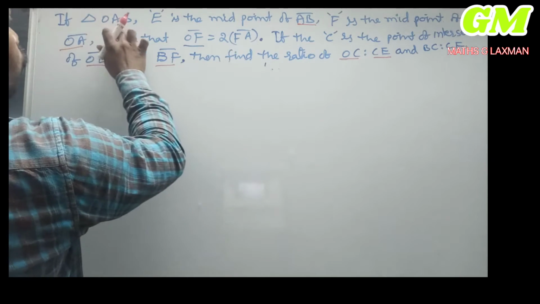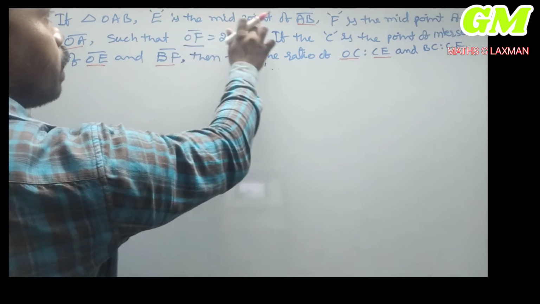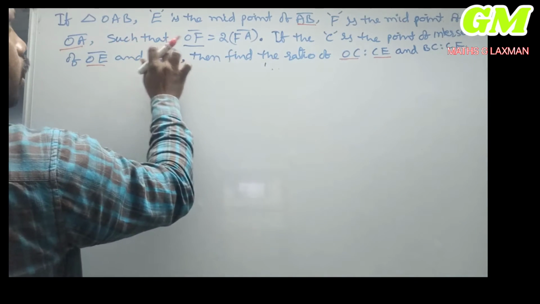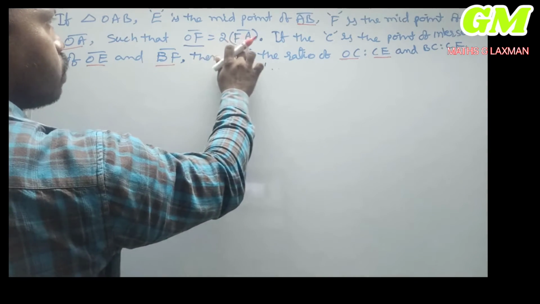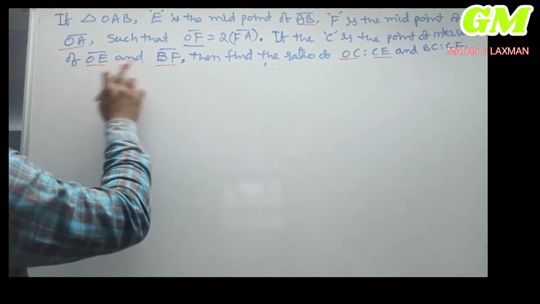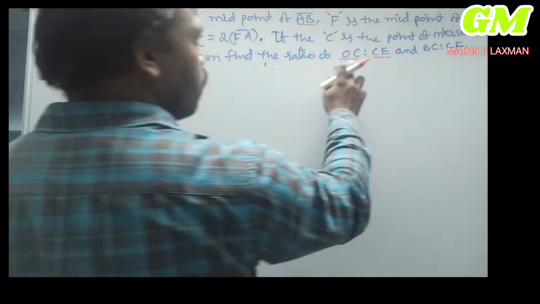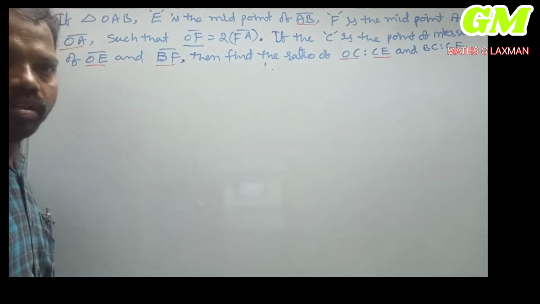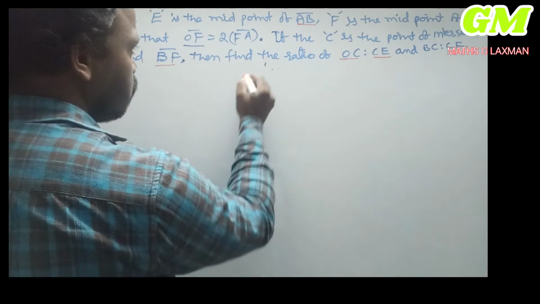If in triangle OAB, E is the midpoint of AB, F is the point on OA such that OF is equal to 2 times FA, and C is the point of intersection of OE and BF, then find the ratio of OC is to CE, BC is to CF. So let us draw the diagram for this.